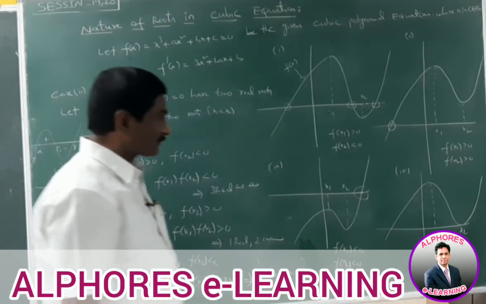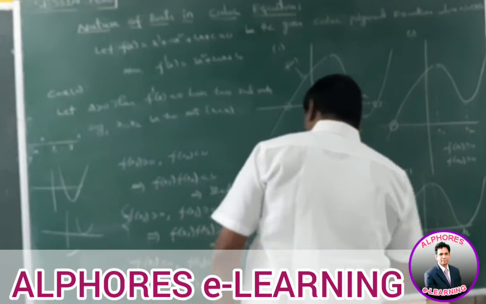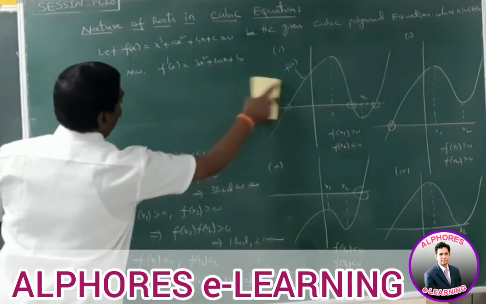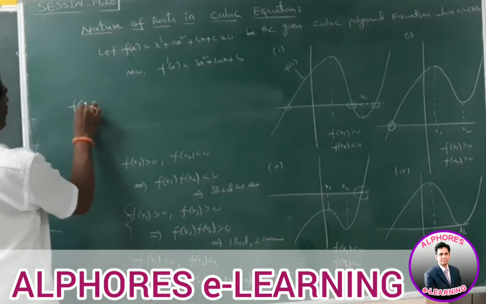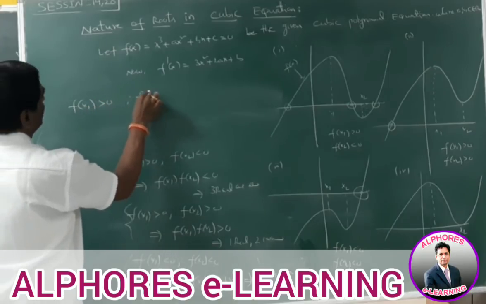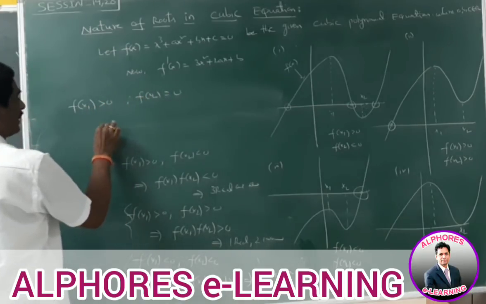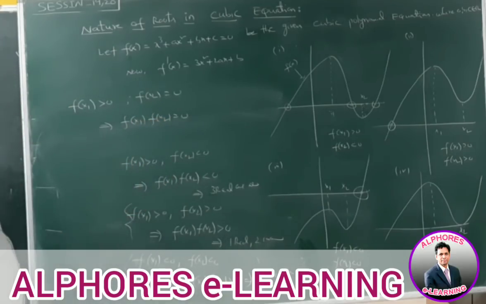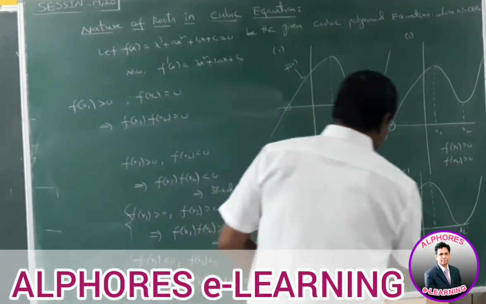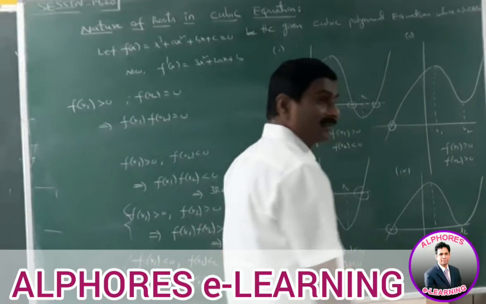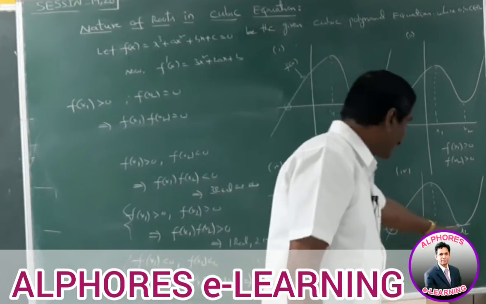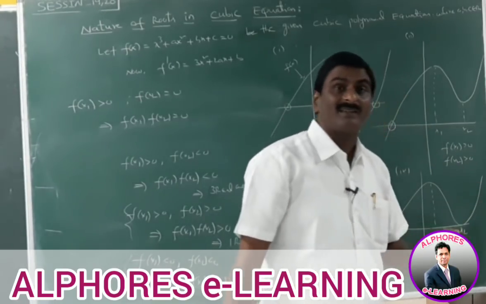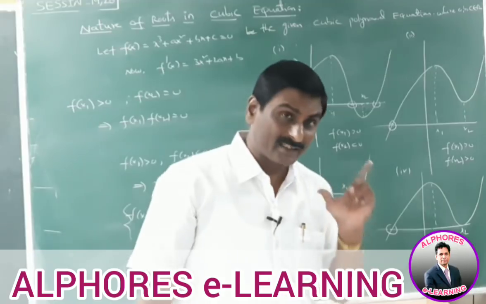That means here f of x1 is positive, f of x1 greater than 0 and f of x2 is equal to 0. That means f of x1 into f of x2 is equal to 0. In this case, the graph cuts the x-axis at this point and touches at this point. Touches means in this case we get two roots. The two roots are equal. Here one root. That means finally we get three real roots.